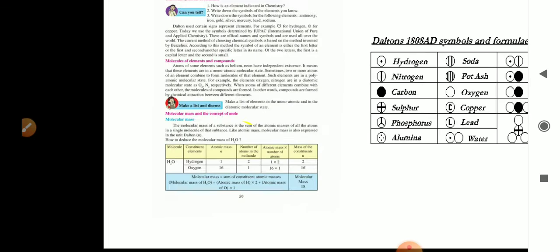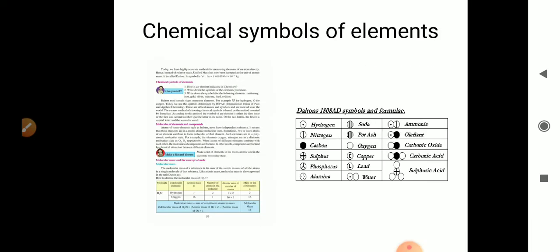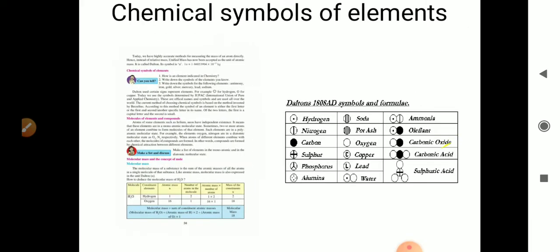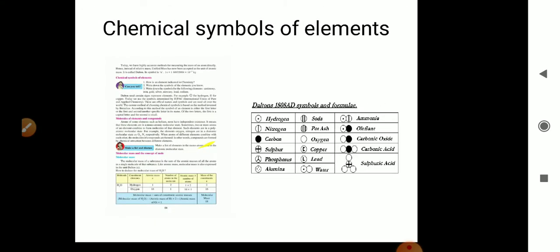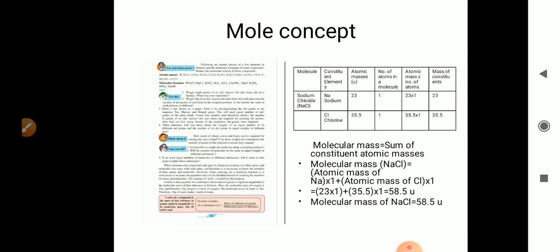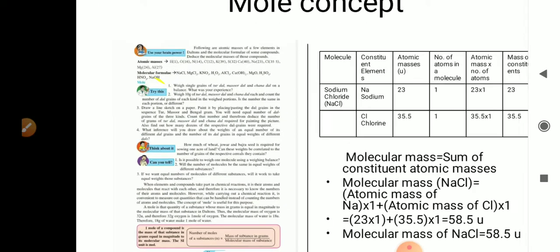Now let us see in this slide certain symbols given by Dalton in the olden days. So you can just see how it was depicted by Dalton in 1808 AD. Okay, so now let us continue with the next page number 51, the next slide. Now here use your brain power.